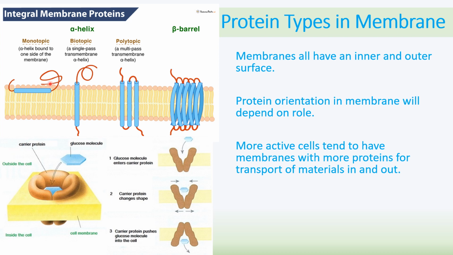And some of these membranes have specific shapes. So here we can see a carrier protein, and you often see this 2D version of the glucose entering the cell, and then the carrier protein changing shape, and then the glucose going into the cytoplasm. In this case, you can see that is the case, but the glucose molecule has to fit perfectly into here to allow that to happen.